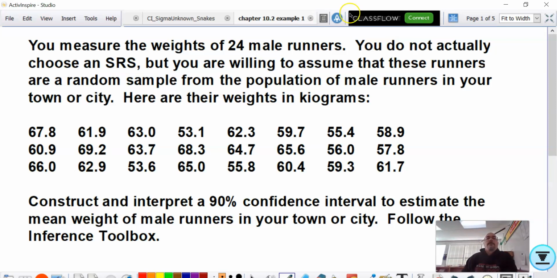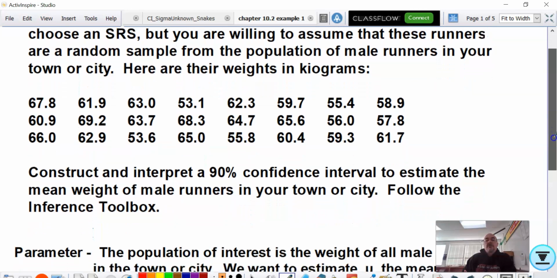All right, so you measure the weights of 24 male runners. You do not actually choose a simple random sample, but you are willing to assume that these runners are a random sample from the population of male runners in your town or city. Here are the weights in kilograms. Now, I've printed some of this and some of it I haven't.